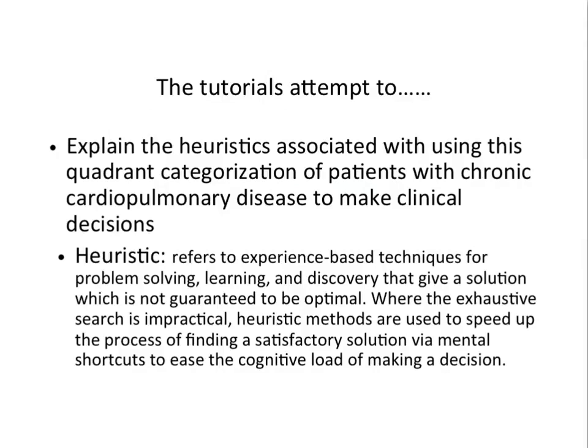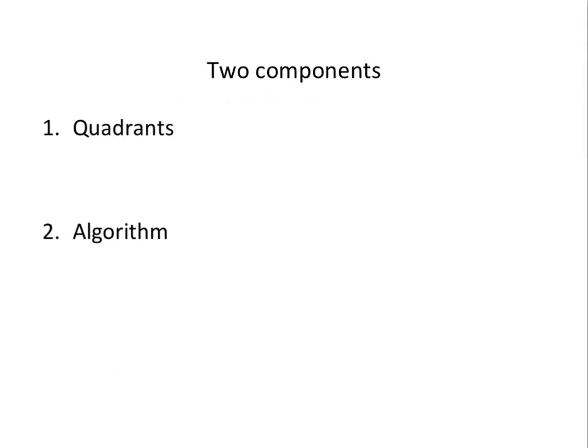So one thing that's clear in clinical practice is that exhaustive searches are in fact impractical. There is no way for you to possibly understand every single physiological, pathophysiological aspect of your patient in making your decisions. You need to quickly find the most important aspects, and that's a heuristic. There are two components to the system. The first component is the quadrants, and the second component is the algorithm. I'm going to talk about both of those briefly now, just as a general introduction.